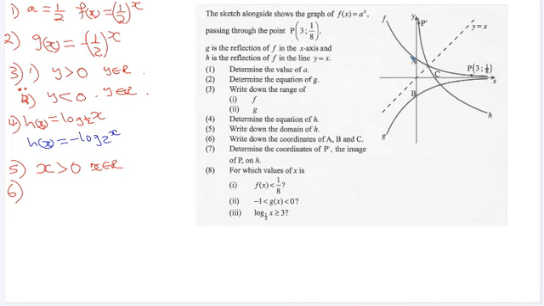There is A. A is on F. Let's use F. Your F there is y is equal to 1 over 2 raised to x. And then at A, the x is 0. So we are saying y is equal to 1 over 2 raised to 0, which is equal to 1. So it means the coordinate for A is your x is 0 and your y there is 1.